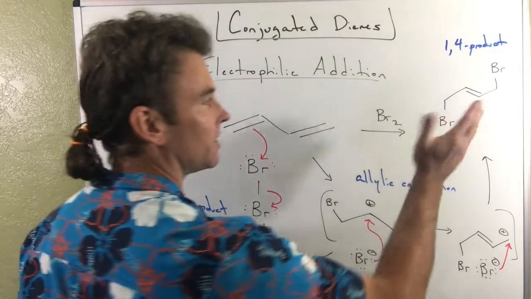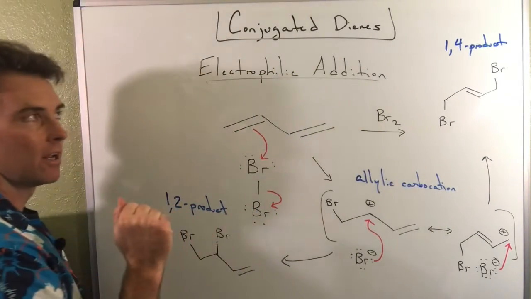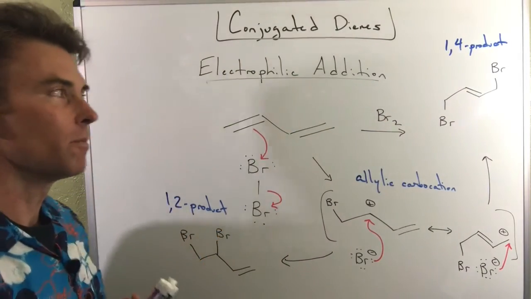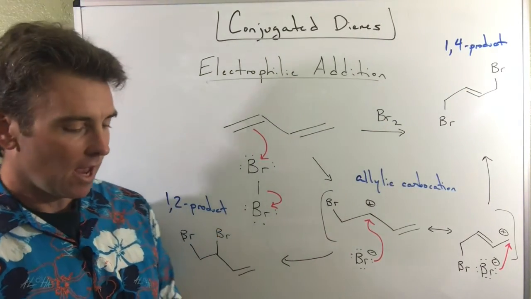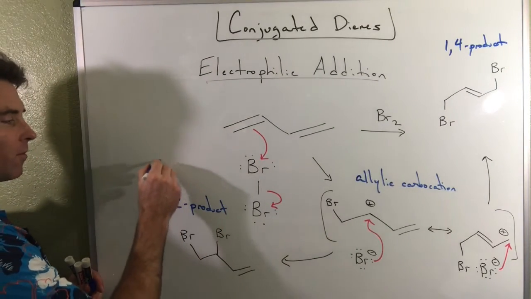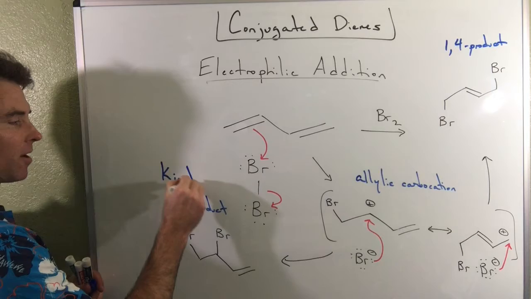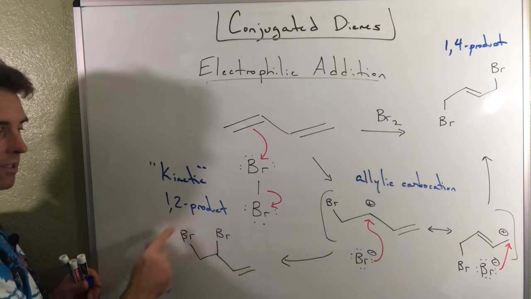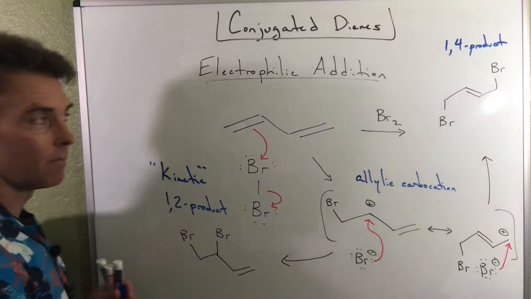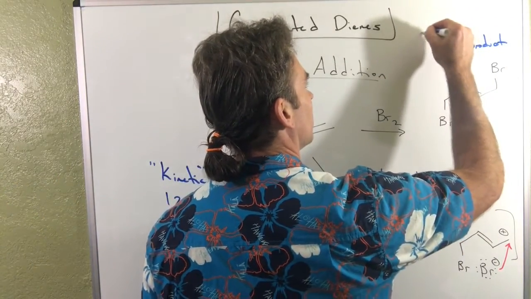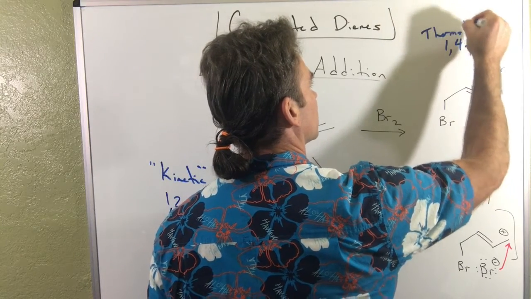One thing that I wanted to make sure that I did, now that we're introducing this concept of 1,2 versus 1,4, is I'm going to show you a potential energy surface. And we're going to see that anytime you have a 1,2 product form, this is what's called a kinetic product, right? So a kinetic product or 1,2 product really means the same thing. This 1,4 product is going to be called a thermodynamic product.